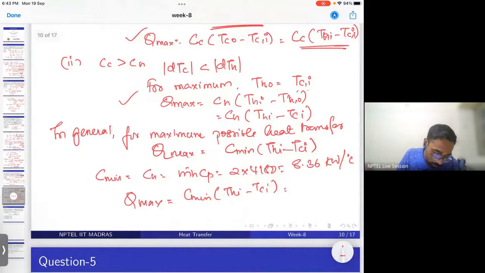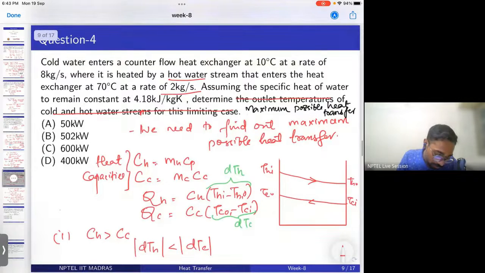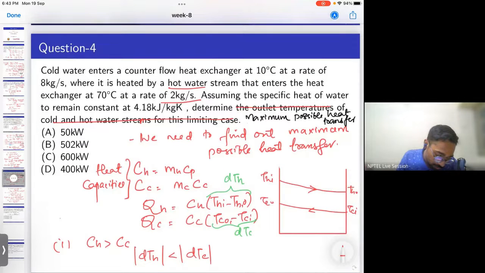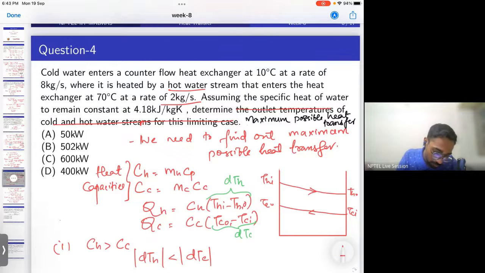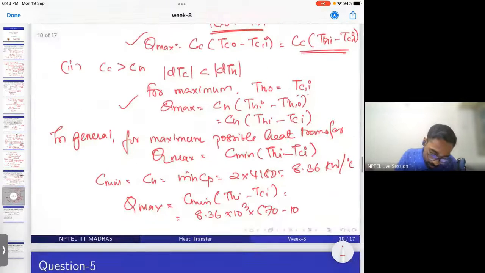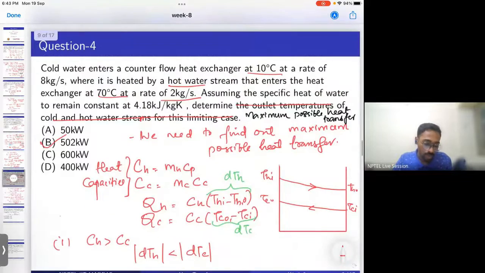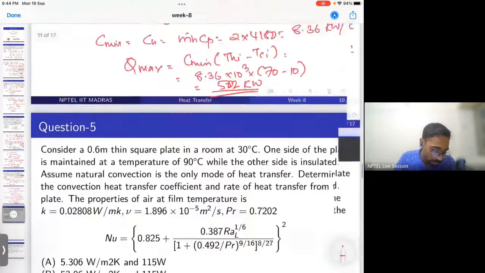So Q max is equal to C min into, that is 8.36 into 10 raised to 3 into THI, what is the entering temperature of hot fluid, 70. Okay, 70 minus 10. Okay. So this will come out to be 502 kilowatts. And in this question, we are asked to find out the maximum possible heat transfer. Okay. I hope that was clear.